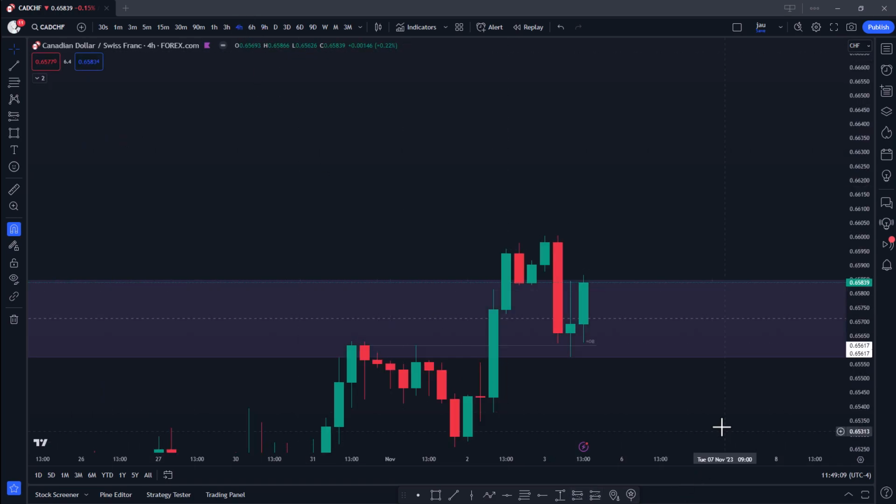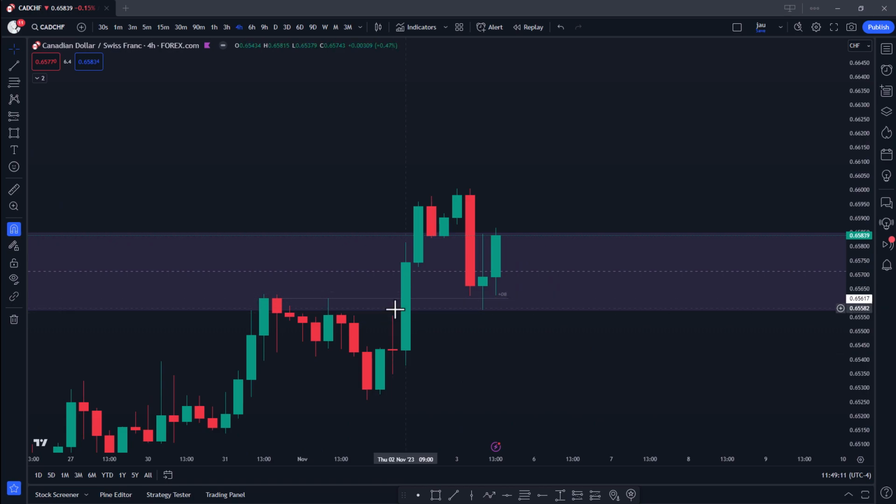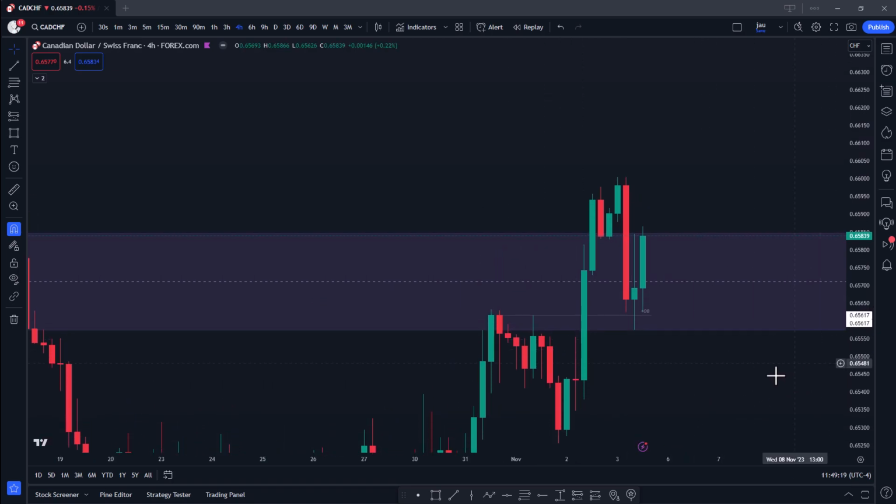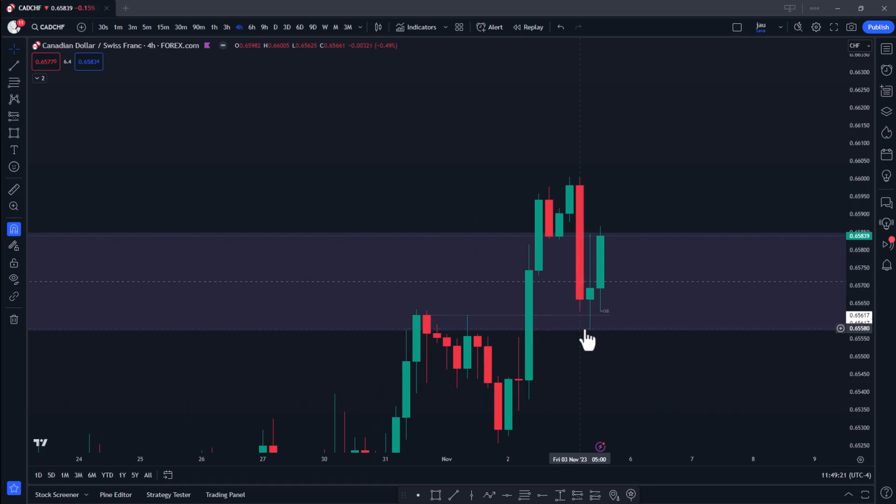On the 4-hour chart, we can see a respect of this buy side imbalance and a rejection. So if I was to take this trade going into next week, I would even narrow down my invalidation point to be the swing low. So my stop loss would theoretically be at this swing low.